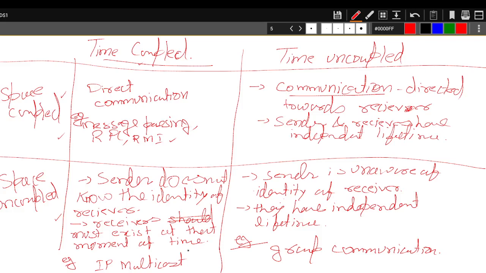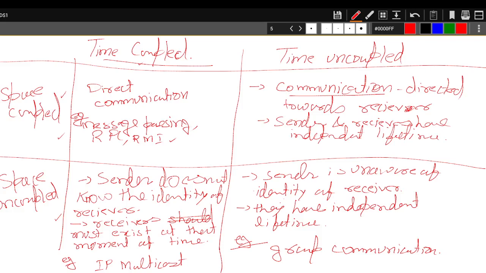So that was the relationship between space coupled and time coupled, space uncoupled and time uncoupled systems. Anything you want to ask till now? So basically in group communication, you will have a group of processes. Definitely it can be a group of objects as well, but many times it will be a group of processes, running on the same node or on different nodes. These processes need to communicate with each other.